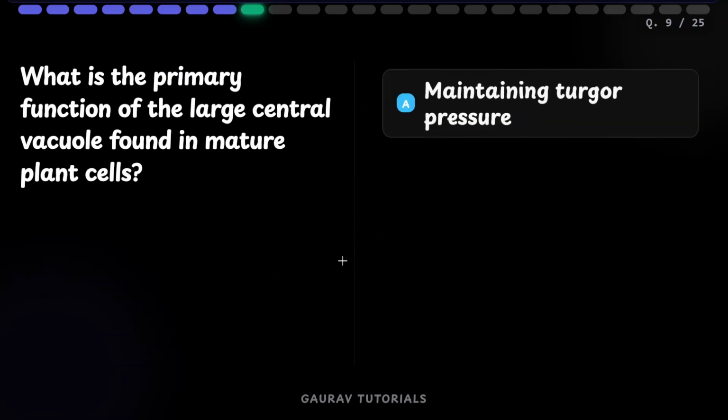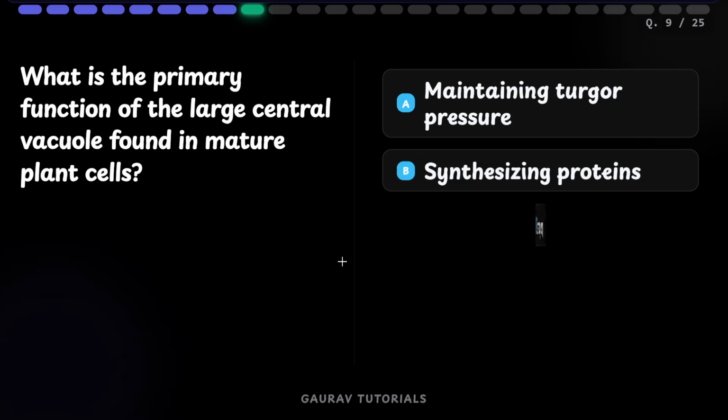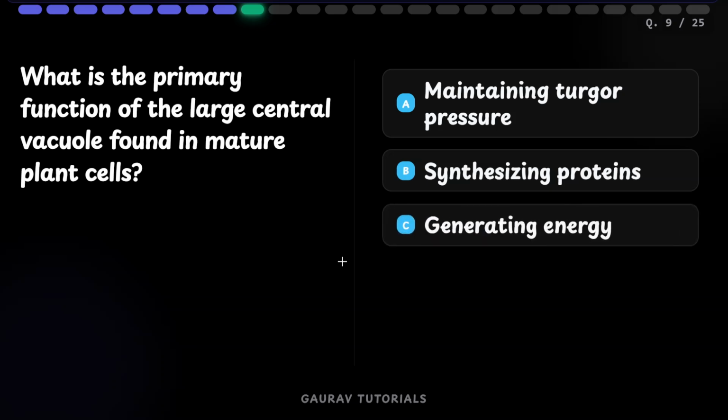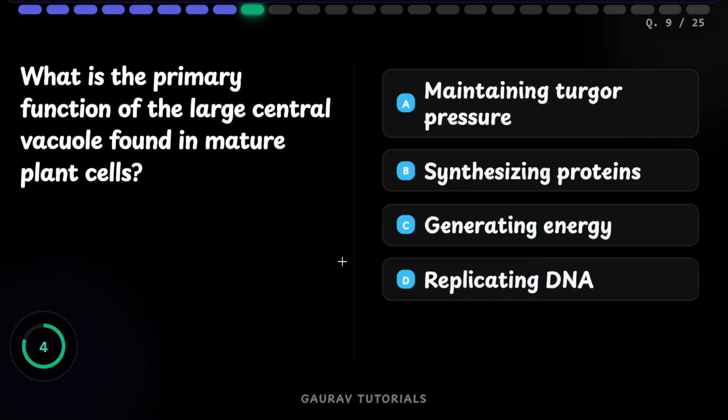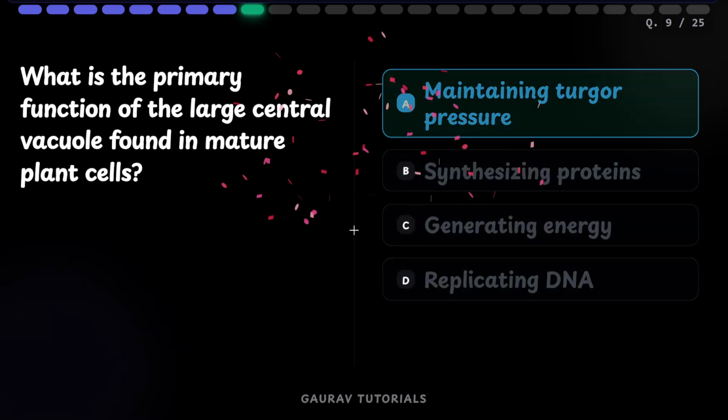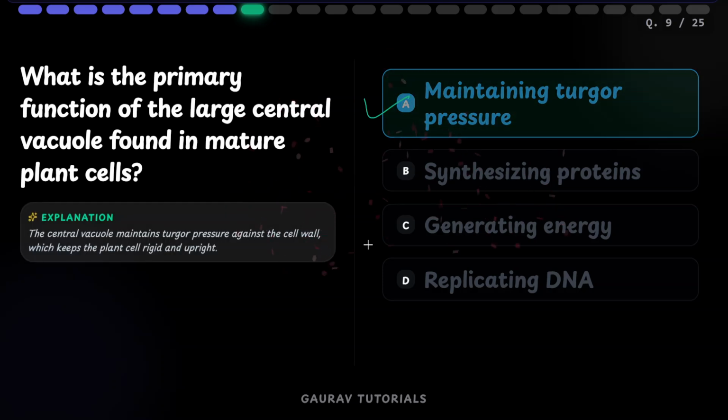Option A. Maintaining turgor pressure. Option B. Synthesizing proteins. C. Generating energy. And option D. Replication of DNA. The correct answer is A. Maintaining pressure. In that case, if this were the vacuole, the membrane of the vacuole is called the tonoplast.